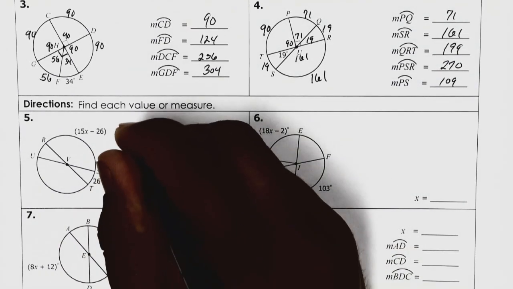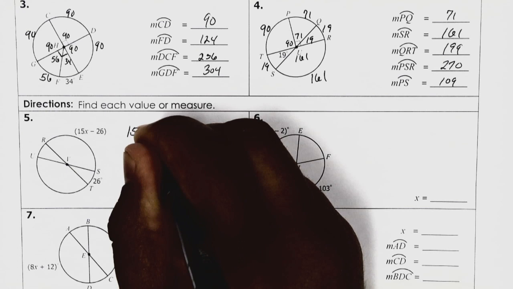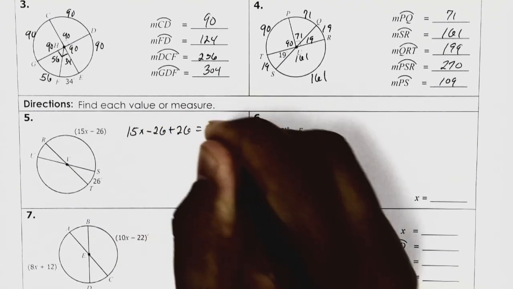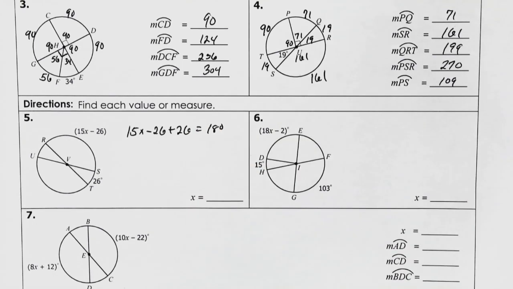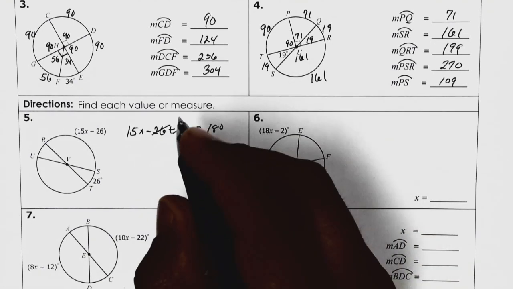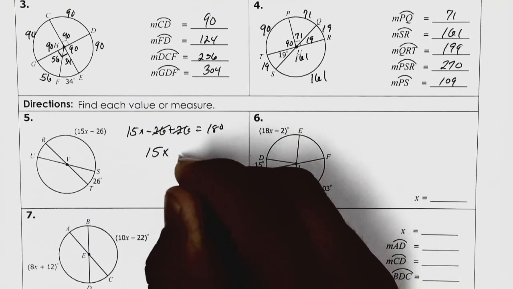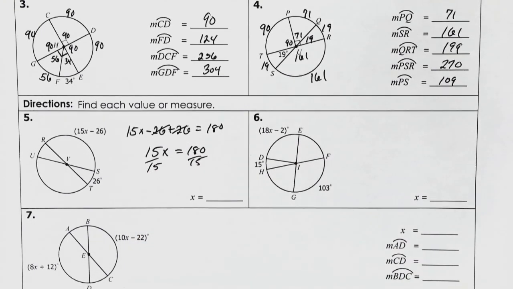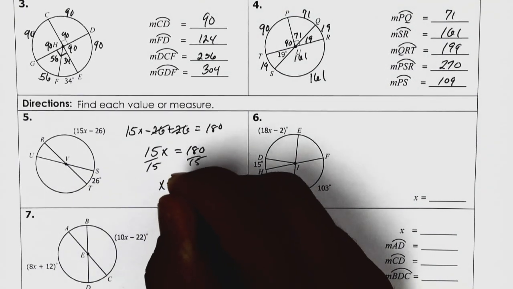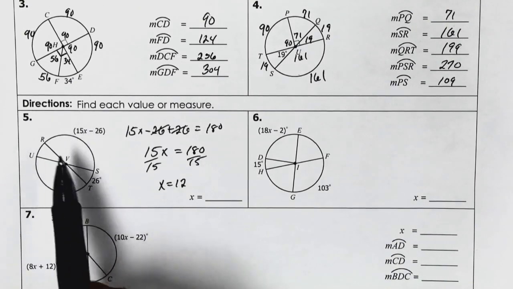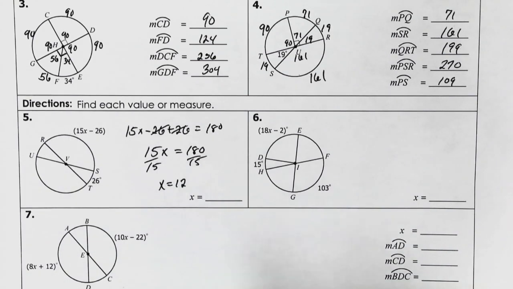So to solve for x, we're just going to set up 15x minus 26 plus 26 equals 180. All right, so the negative 26 and the 26 right here, these two kind of cancel each other out because one's negative, one's positive. So it becomes 15x equals 180, divided by 15. 180 divided by 15, that gives me 12. So x equals 12. So all we're doing is just setting up our equations based on what we know about the circle. You know, we knew that it was 180, so add them together and then solve for x.